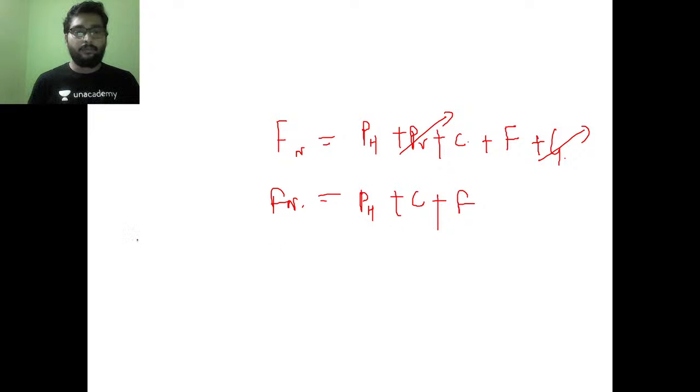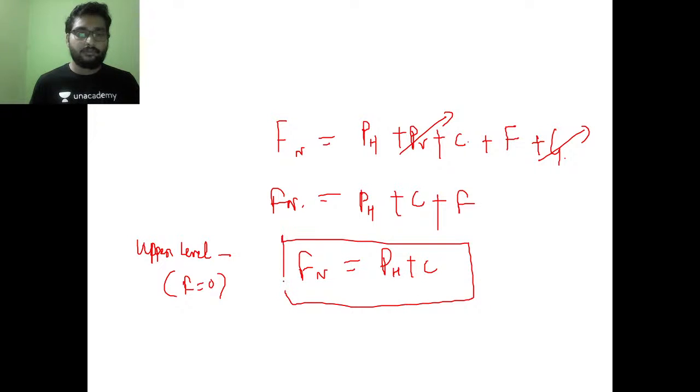And in the upper atmosphere, the value of friction will be 0. Hence the net or resultant force will be PH plus C, the Coriolis force. Hope this is clear.